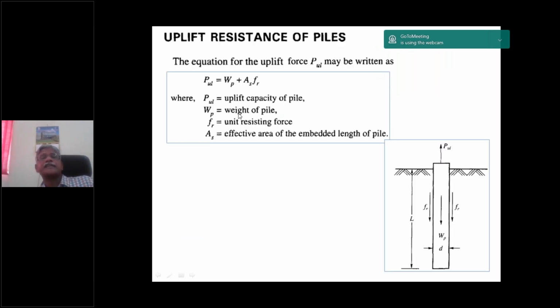The uplift resistance can be calculated from the formula WP plus AS into FR, where WP is the weight of the pile, AS is the effective area of the embedded length of pile, the shaft surface area, and FR is nothing but the unit resisting force or skin friction resistance force.